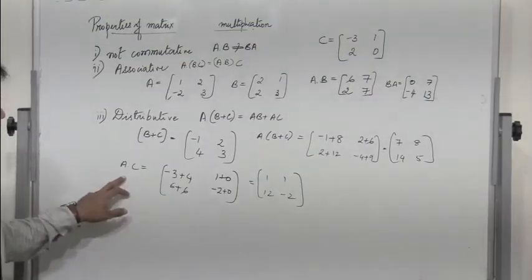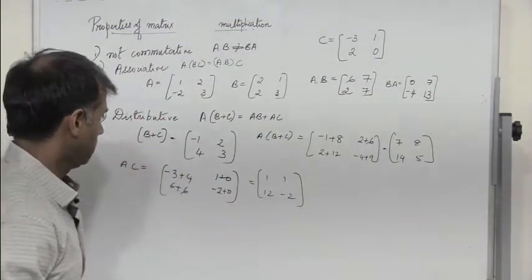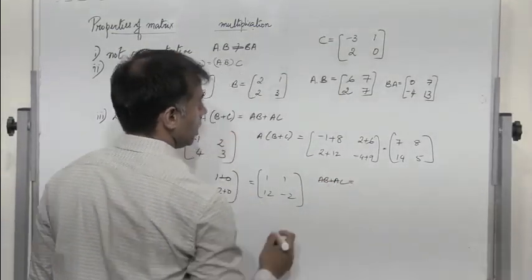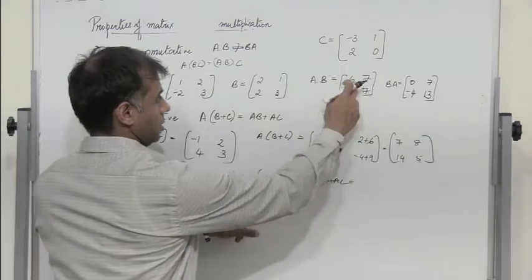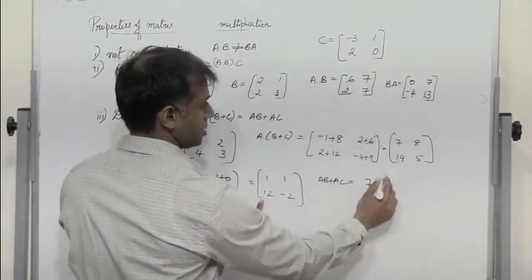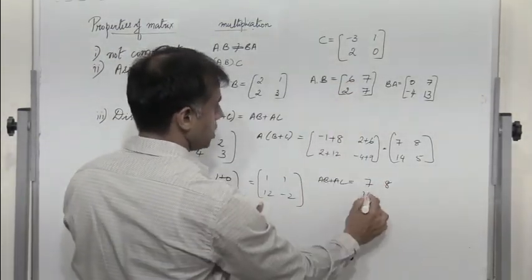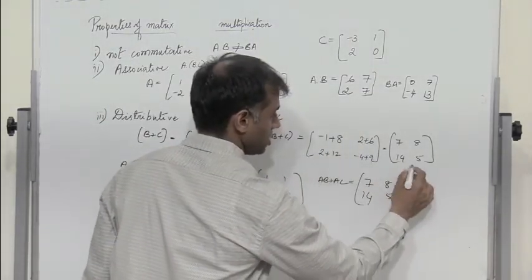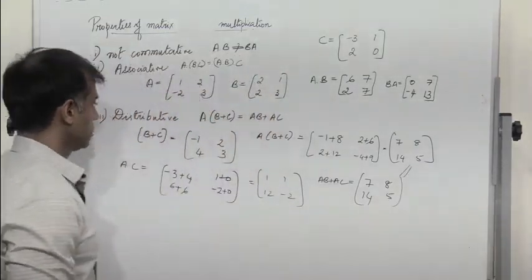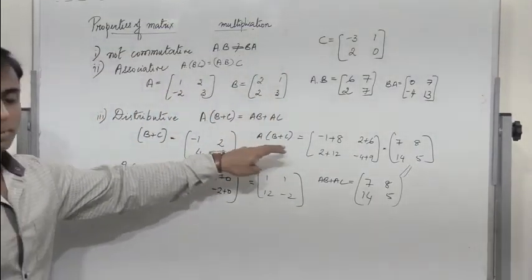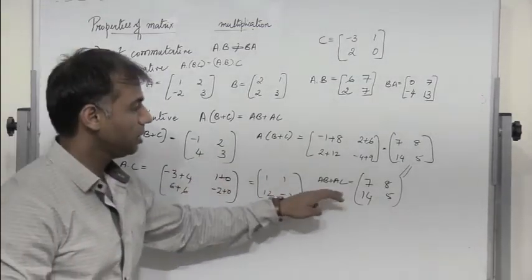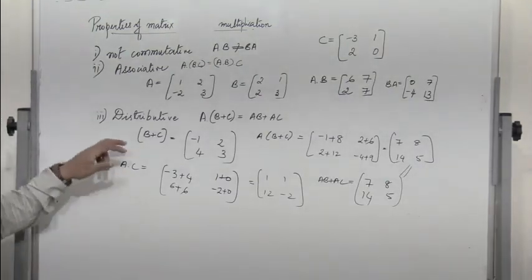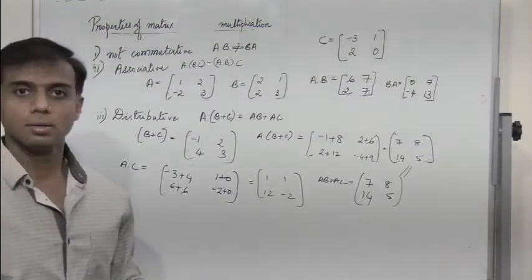Right? So now I need to add these two, AB plus AC. So I am adding these two values. So 6 plus 1 is 7, 7 plus 1 is 8, 12 plus 2 is 14, and here I have 7 minus 2 is 5. So these two matrices are equal. So therefore, A into B plus C is equal to AB plus AC. So we have proved the distributive law with an example.